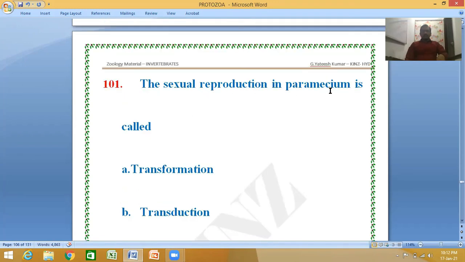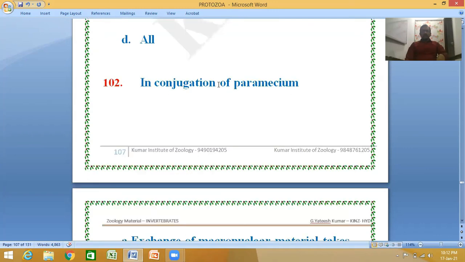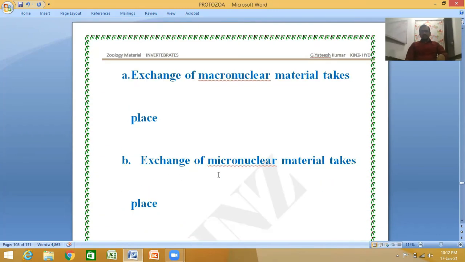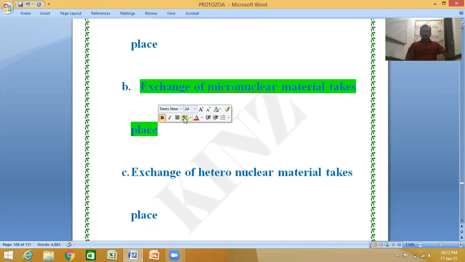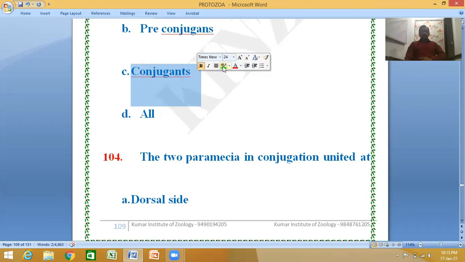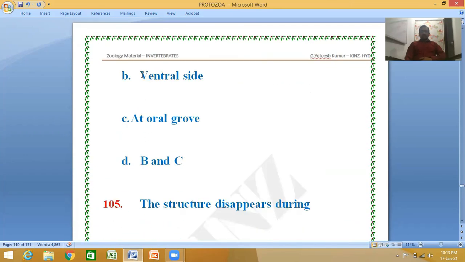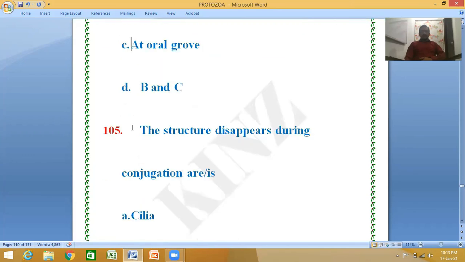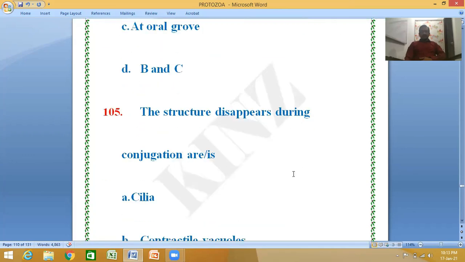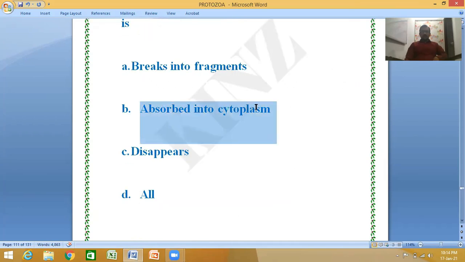Sexual reproduction in Paramecium is called conjugation. In conjugation, the paramecia exchange micronuclear material. The two paramecia involved in conjugation are called conjugants. The two paramecia in conjugation are united at option B, the ventral side. The structures that disappear during conjugation are the buccal structures. The fate of the macronucleus in conjugation is that it is absorbed into the cytoplasm.